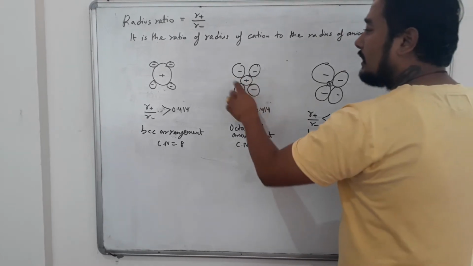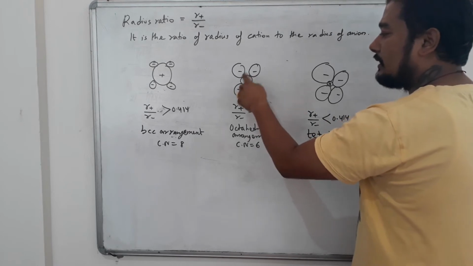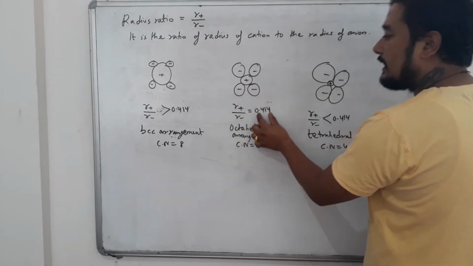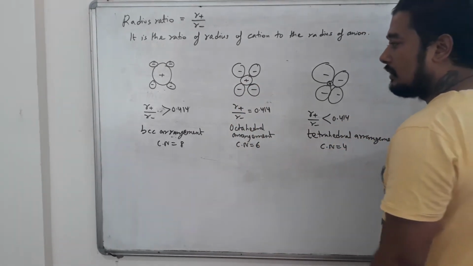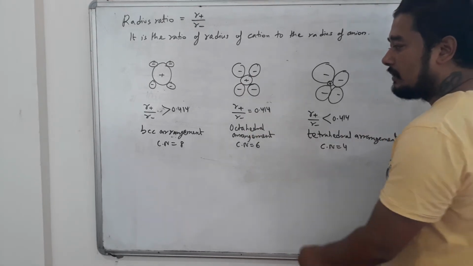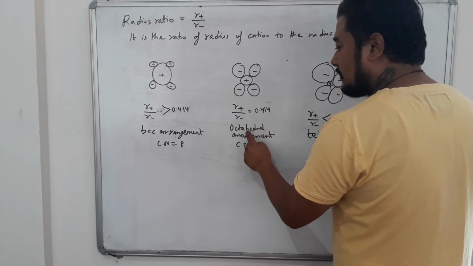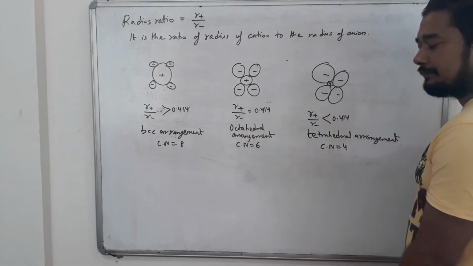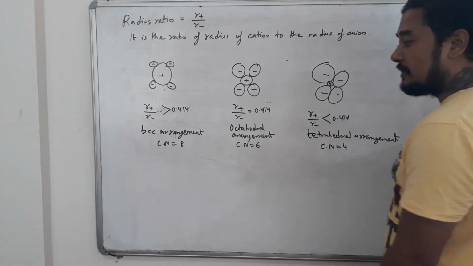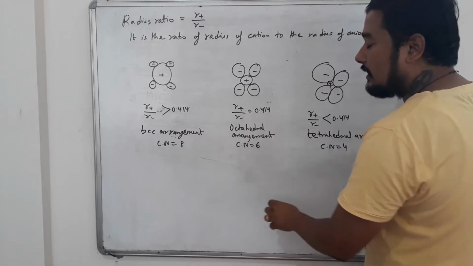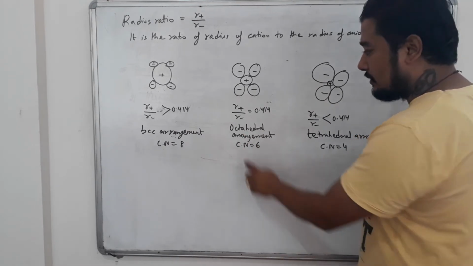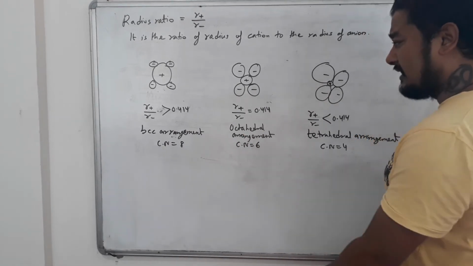I repeat again, if this is the condition, students, that time the radius ratio value will be exactly 0.414, in the intermediate part. And if it is exactly 0.414, we call it an octahedral arrangement. And for octahedral, it is formed between 6 particles, so the coordination number will be 6.